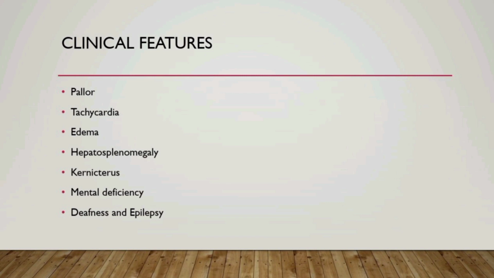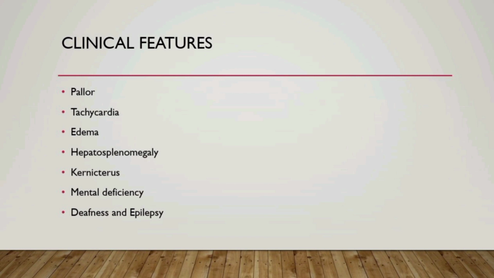Kernicterus occurs when unconjugated bilirubin levels are increased and exceed 250 micromole per liter. Then the bile pigments start to deposit in the basal ganglia, which causes central nervous system damage. Then we have mental deficiency, deafness, and epilepsy.